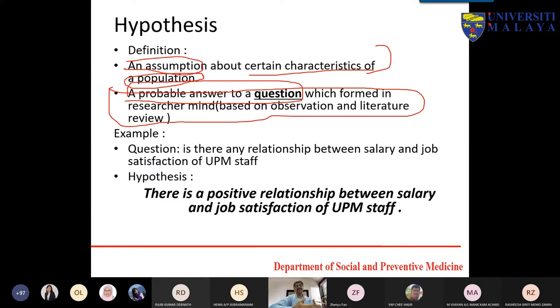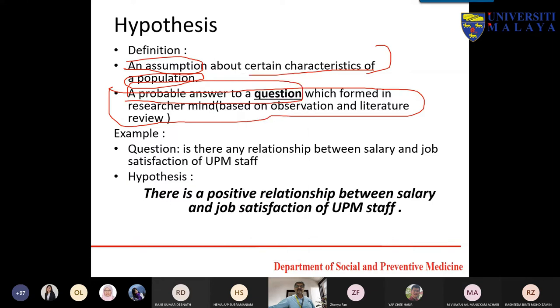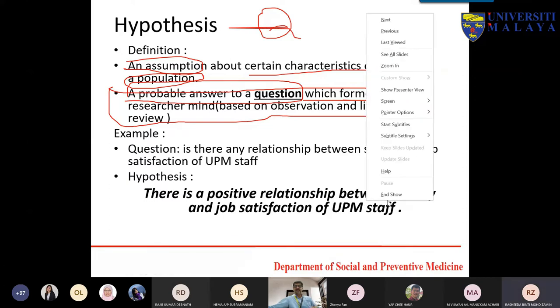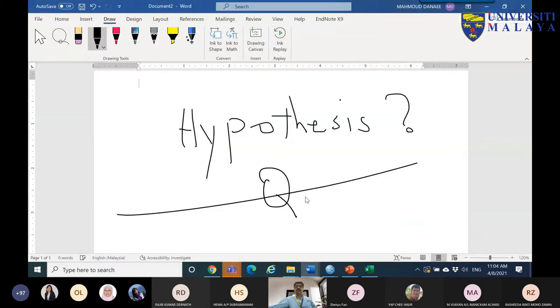But I modified it a bit. I modified the definition and added these two parts: a question which forms in the researcher's mind. So remember, when we do research, we always start with what? The question. Okay, what are the sources of the questions? So when you do research, you always start with the questions. How do you come up with the questions? Problem. How do you define the problem? Okay, problem and questions are the same, right? How do you come up with this?